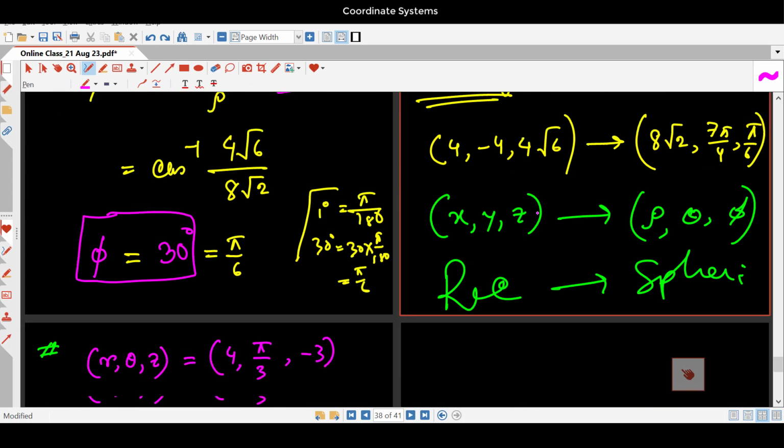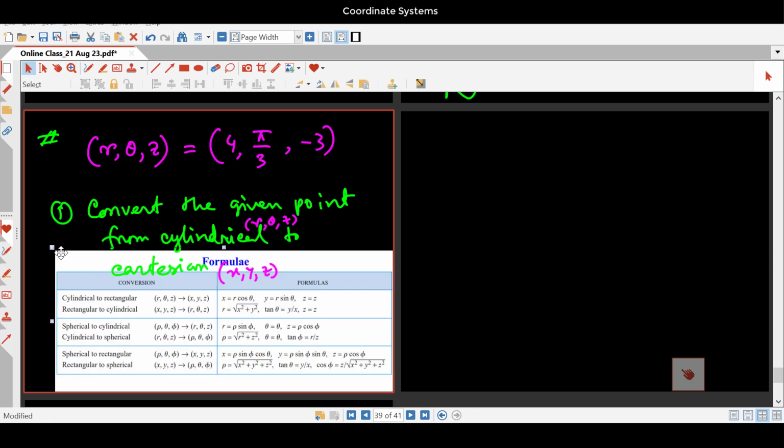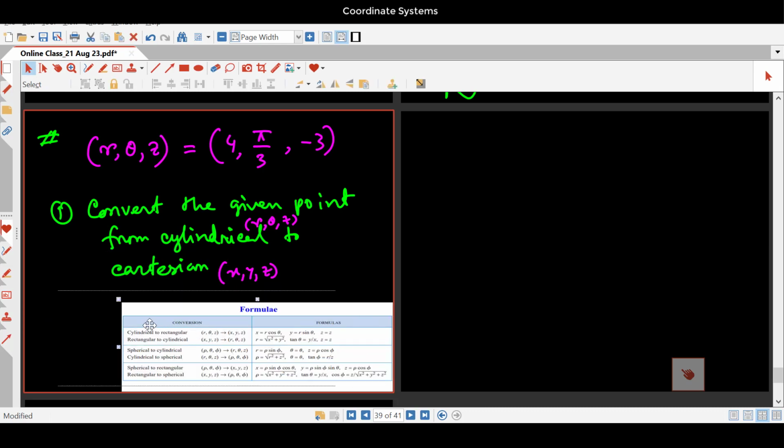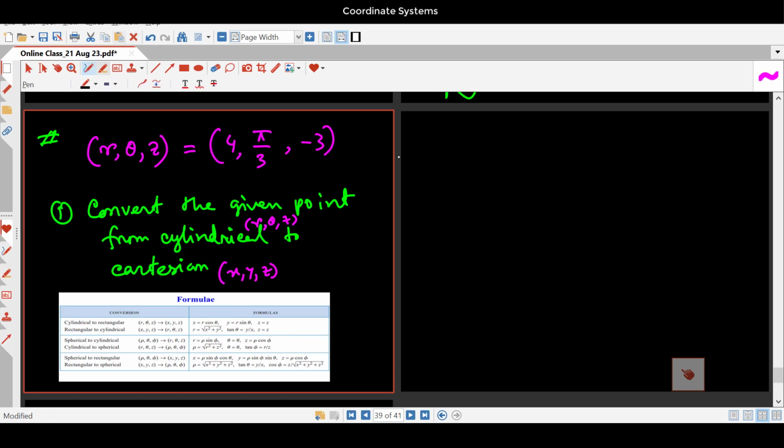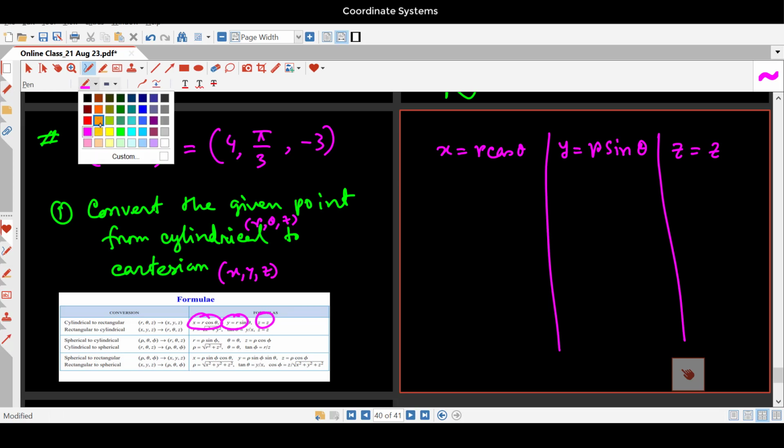If we have a point in cylindrical coordinate system, then we can easily convert it to rectangular. So the formula says that if we have to find x, then x equals r cosine theta. If we have to find y, then y equals r sine theta. If we have to find z, then it is the same z. So this is how we can easily find it.